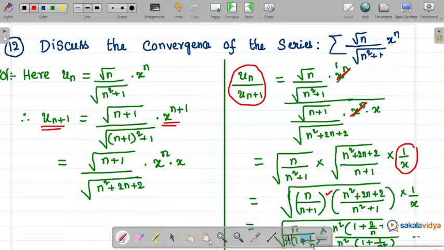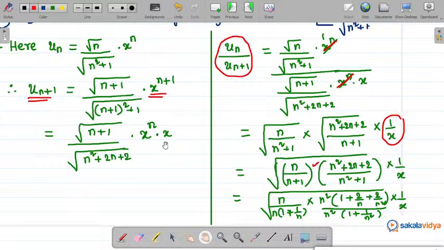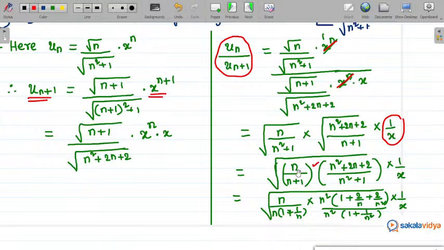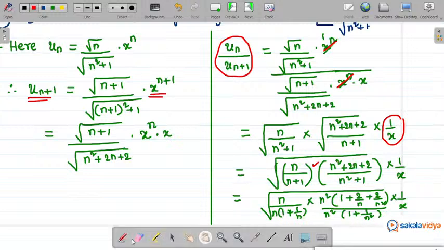So next what shall we do? From n plus 1, let us take n common: n into (1 plus 1 by n). From n square plus 2n plus 2, take n square common: n square into (1 plus 2 by n plus 2 by n square), divided by n square into (1 plus 1 by n square). Now what happens here? n got cancelled, n square got cancelled.